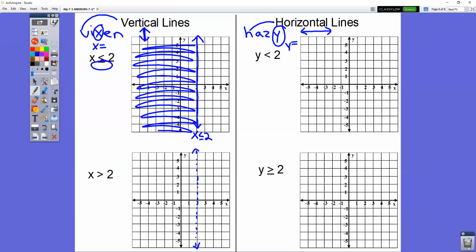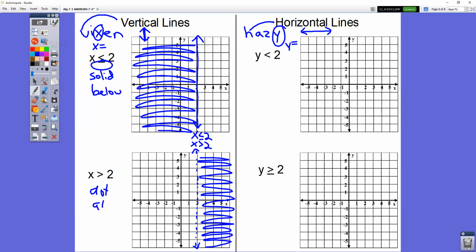And you are going to shade above this time. Above because you have greater than. So this time above is all the numbers that are bigger than 2. So it would be over to the right. Those two get a little bit confusing, but again, make sure that you're still identifying solid or dotted and shading above or below. In this case, below means numbers that are smaller than it, above means numbers that are greater than it.